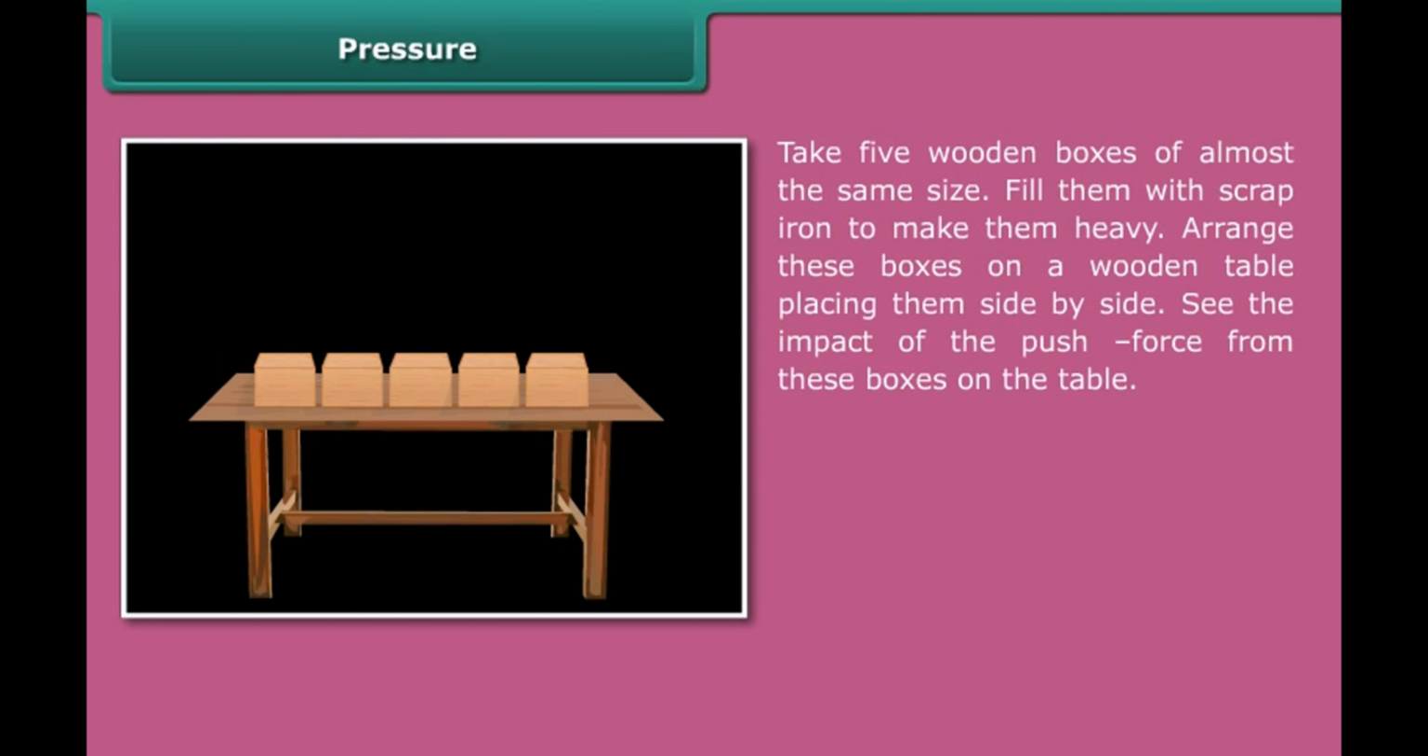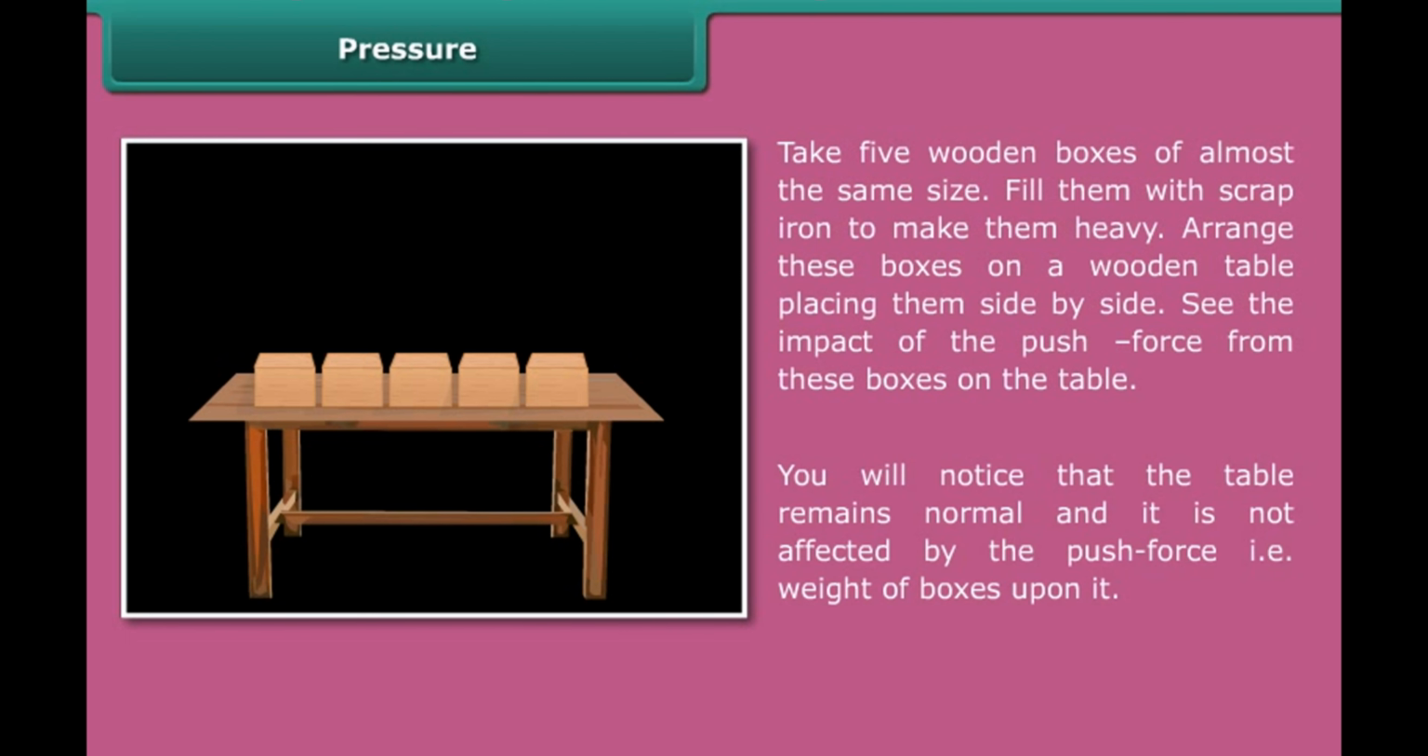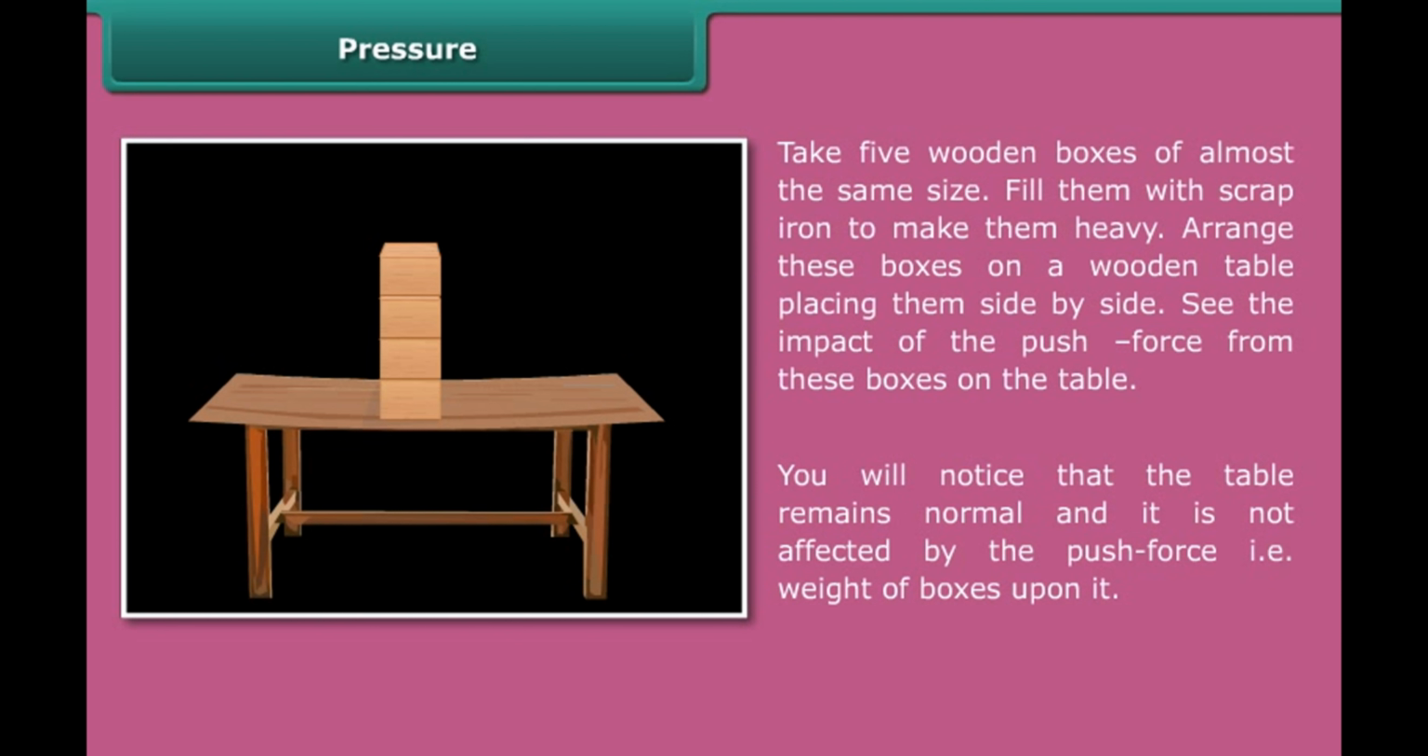Arrange these boxes on a wooden table, placing them side by side. See the impact of the push force from these boxes on the table. You will notice that the table remains normal and it is not affected by the push force, that is, the weight of boxes upon it. Now, rearrange these boxes on the same table, placing them towards the center and one over the other. Now see the impact.